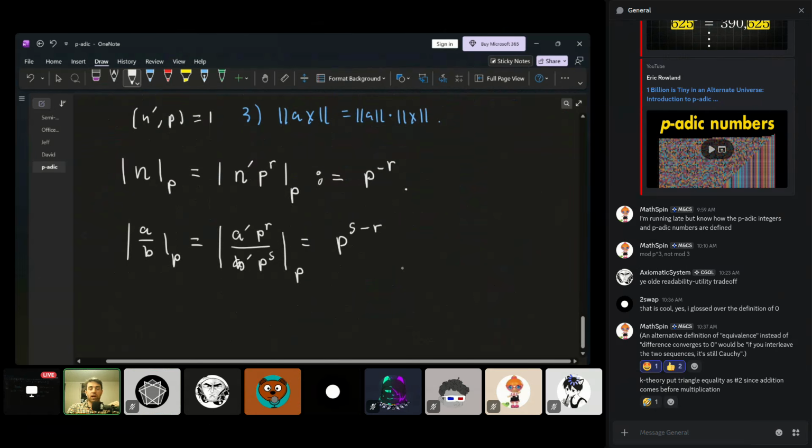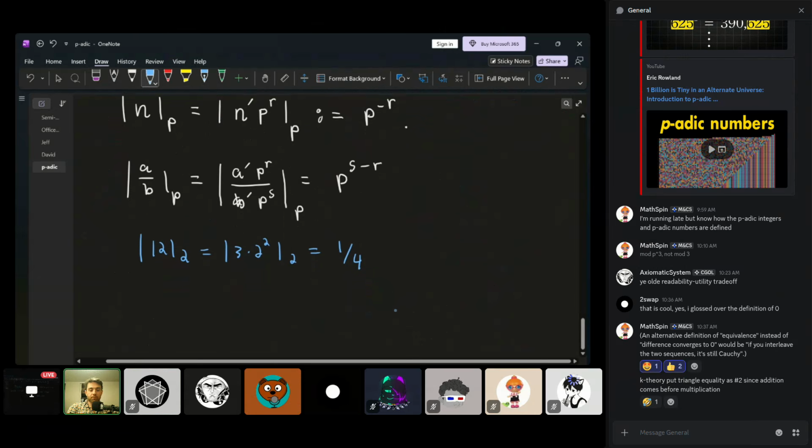Maybe I'll give you an example. The 2-adic norm of 12: we factor that as 3 times 2 to the 2, so the 2-adic norm of 12 is 1 over 4. Meanwhile, the 5-adic norm of 12 doesn't have any factors of 5, so that's just 1. But something like 3 over 7, its 7-adic norm would actually be 7. So if you've got a lot of primes in your denominator, then you're going to be pretty big.